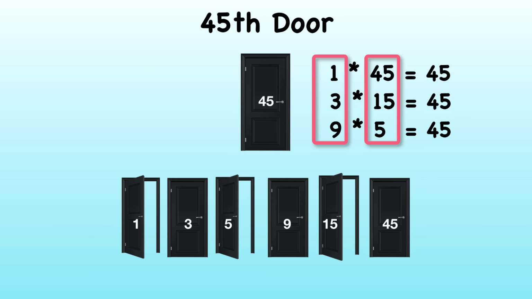So on walk 1, the person will open the door. In walk 3, he will close it. Walk 5, he will open it. Walk 9, he will close it. Walk 15, he will open it. Walk 45, he will close it. So for every pair of divisors, the door will just end up back in its initial state, that is in the closed state.